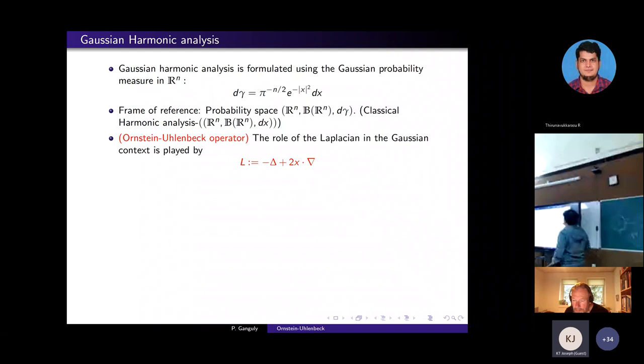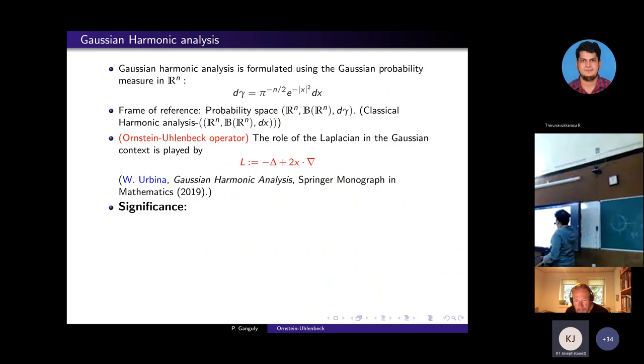Now the role of the Laplacian in this Gaussian context is played by this operator, which is known as the Ornstein-Uhlenbeck operator. This is just the Laplacian plus this gradient term. Now there has been a lot of activity in this direction of Gaussian harmonic analysis, like developing the theory of Calderon-Zygmund and all these things. So the interested reader can look at this book by Urbina. It's a very well-written book on this Gaussian harmonic analysis.